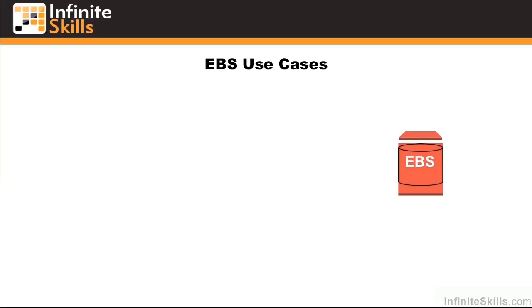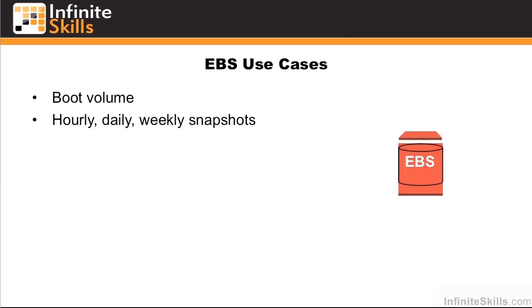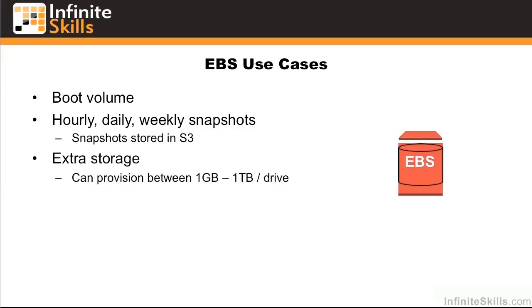Let's look at some of the EBS use cases. The first and best case is as a boot volume. You can do hourly, daily, and weekly snapshots. The snapshots are stored durably in S3. You can also use it whenever you need extra storage. You can provision between 1 gigabyte and 1 terabyte per EBS volume. And you can attach multiple EBS volumes to a single instance.